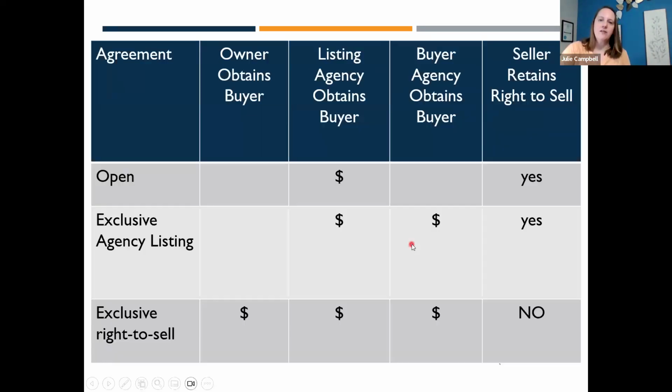So what I have, this is in the online learning system. Again, when we get near the end and we're back reviewing all this, I think this is helpful. The money signs mean you get paid. So in an open listing, you're only going to get paid when you bring the buyer. In an exclusive agency, you get paid if you bring the buyer, or if another broker brings a buyer. Exclusive right to sell, you get paid, you get paid, you get paid. And that's what these are about. They're all full service. They all offer all the services and the duties. The big difference is when you get paid.